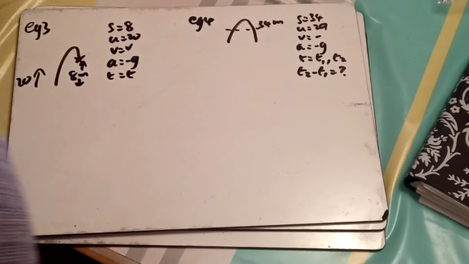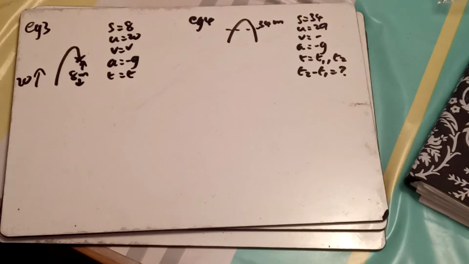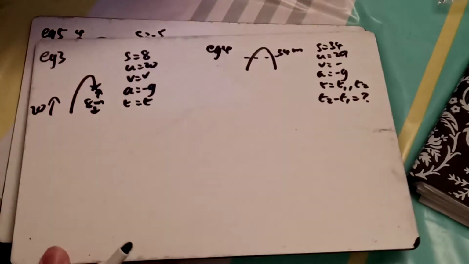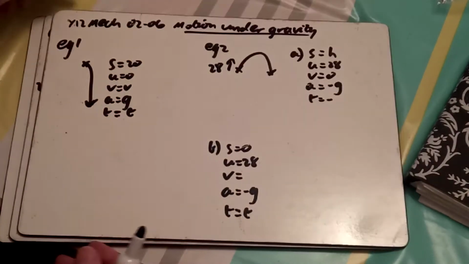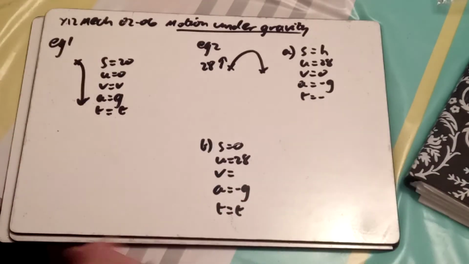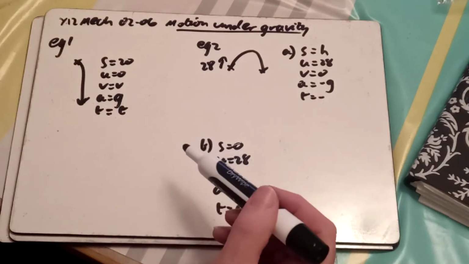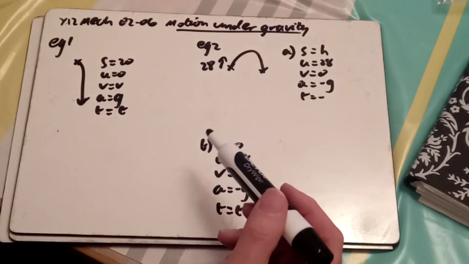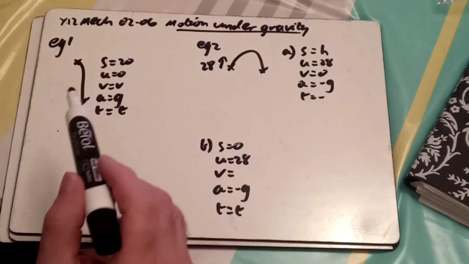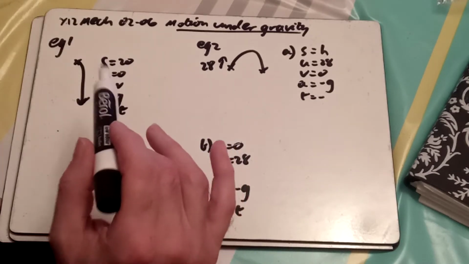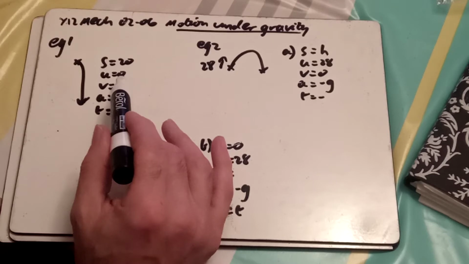Okay, today we're going to be looking at motion under gravity. Let's get myself sorted in order. And the key thing with motion under gravity is being very consistent about your positive direction. As a rough rule of thumb, I would make mine positive whatever direction U is.